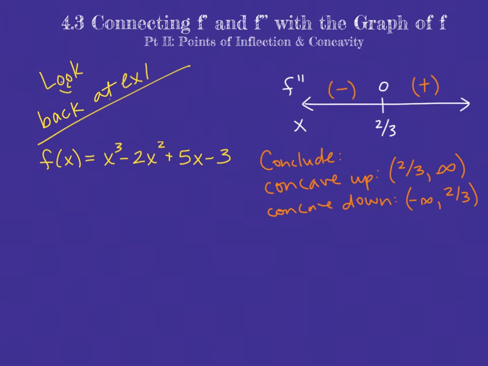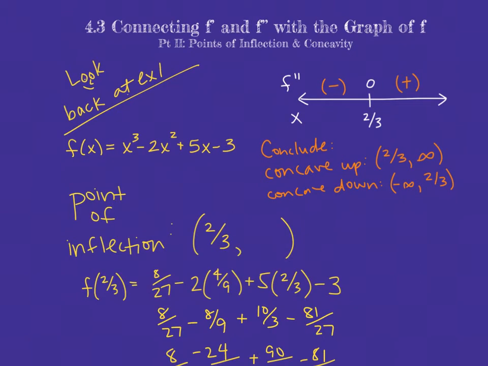Let's take a quick peek back at example 1 real quick and determine if we have a point of inflection. A point of inflection, like we just saw, is where our concavity changes, or otherwise known as where our second derivative changes sign. So if we look back at our sign chart, does our second derivative change signs at 2/3? Yes, it goes from negative to positive. Our concavity changed from down to up. Therefore, when x is 2/3, we have a point of inflection. So we do have a point of inflection at x equals 2/3.